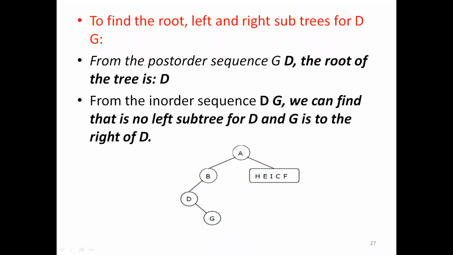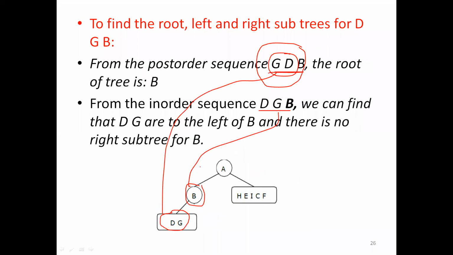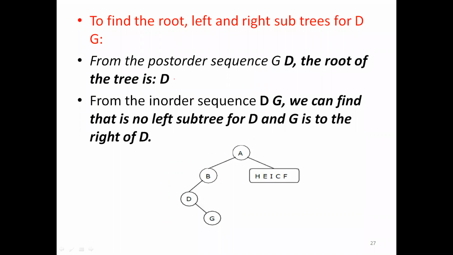What should I do? I'll take the post order sequence, GD. From the post order sequence, the root of the tree is D. And from the in order sequence DG, we can find that there is no left subtree for D. Given traversal is GD, who is the last node? D. Since it's a post order sequence, I know that D is the root node.